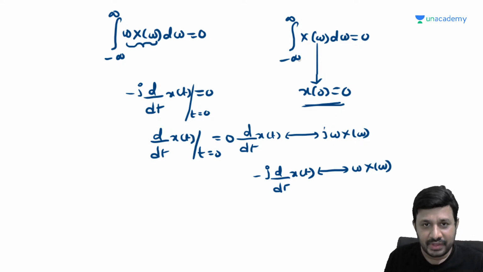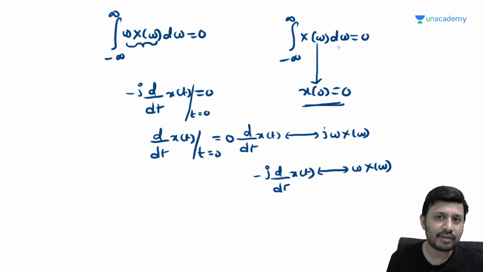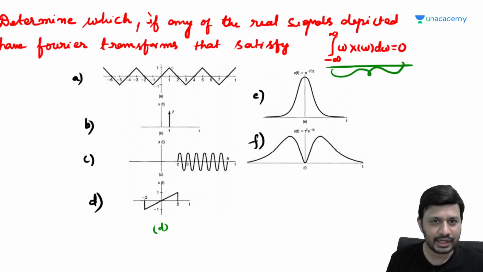Look here, in the previous one what we got? The integral from minus infinity of X of omega d omega: X of omega is there, so its inverse Fourier transform at the instant 0 must be 0. Now in place of X of omega, I have omega times X of omega, so its inverse Fourier transform, minus j times d by dt of x of t at t equal to 0, must be 0. So how are you going to identify? Find the inverse Fourier transform, differentiate, and substitute t equal to 0; the value must be 0.